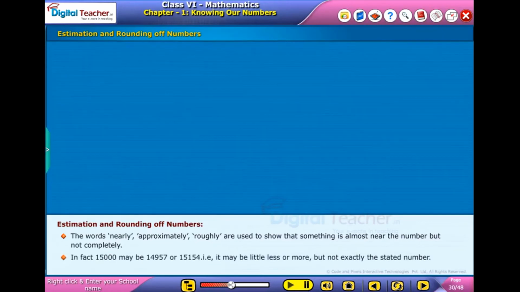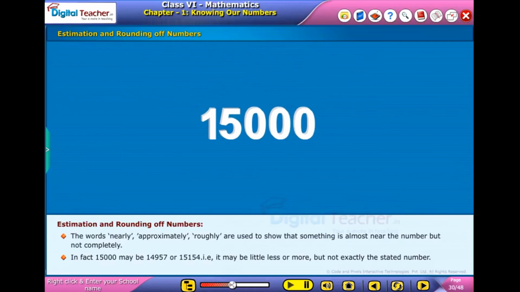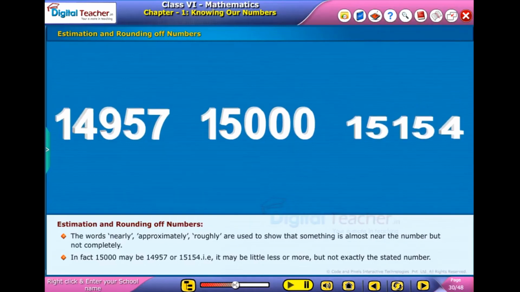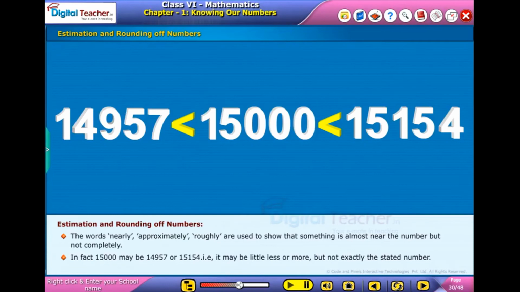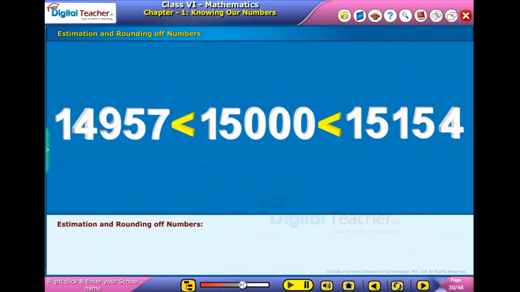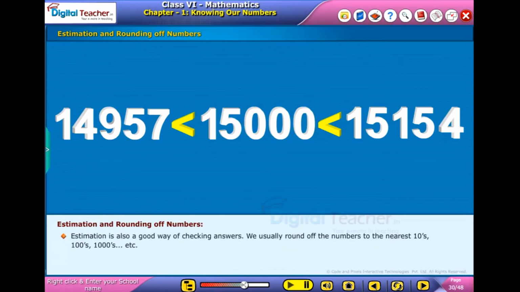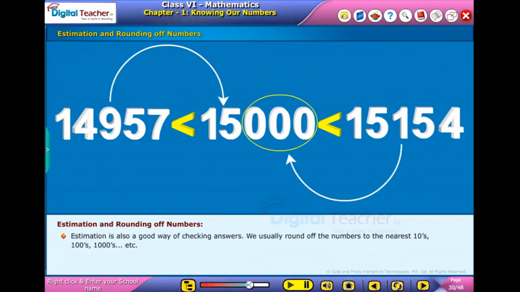In fact, 15,000 may be 14,957 or 15,154. That is, it may be little less or more, but not exactly the stated number. Estimation is also a good way of checking answers. We usually round off the numbers to the nearest tens, hundreds, thousands, and so on.